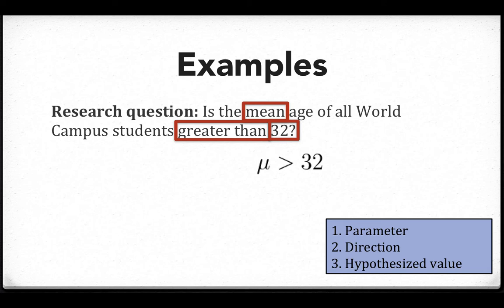Remember, the null hypothesis always contains an equality, and the alternative hypothesis can never contain an equality. Our null hypothesis here would be that mu equals 32. Our alternative hypothesis is that mu is greater than 32.